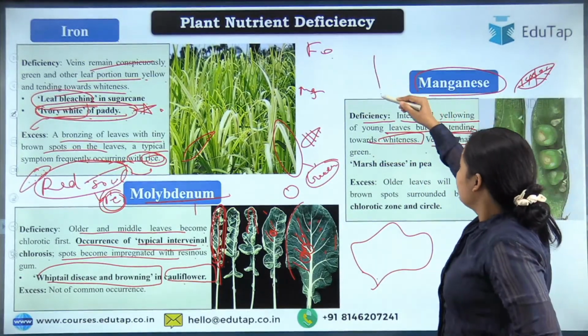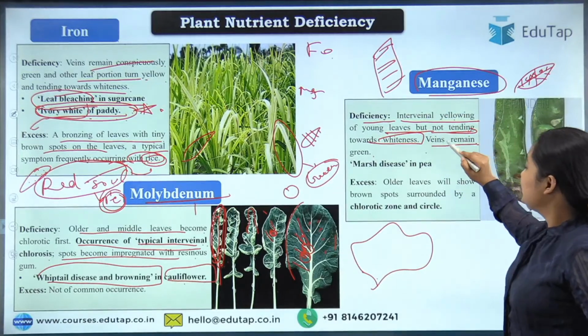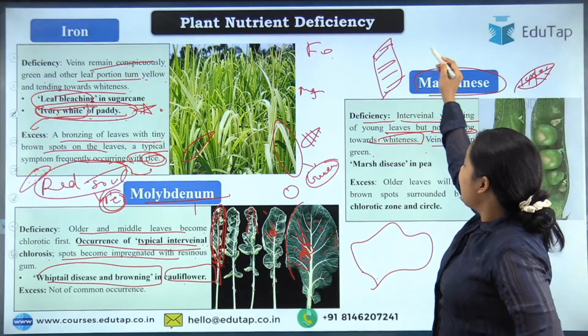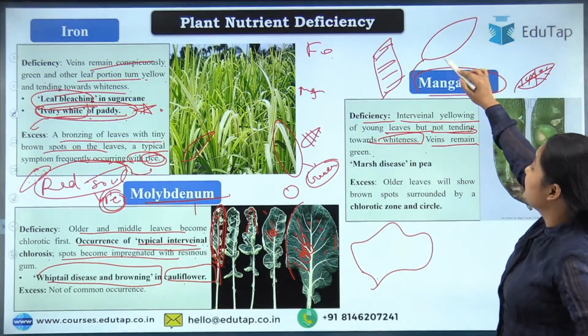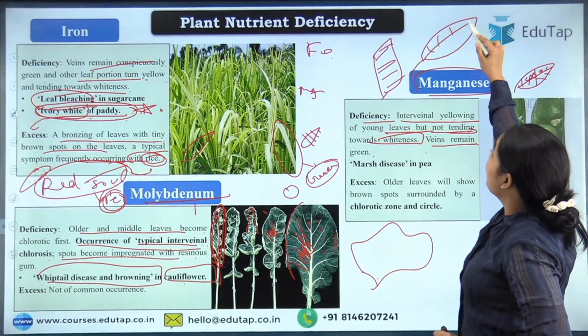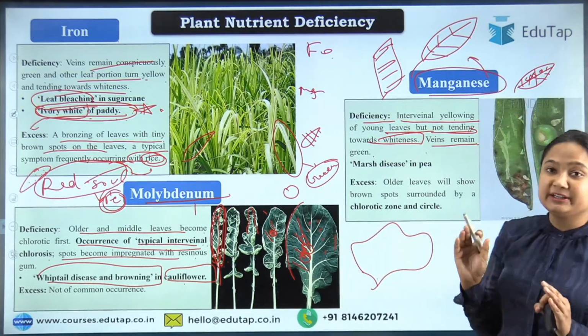Okay, so first of all, the whole leaf, what will happen? They will become yellow, and the veins in the leaf. So this is your leaf. Sorry, this whole leaf will be yellow, but the veins will become green. That happened due to manganese.